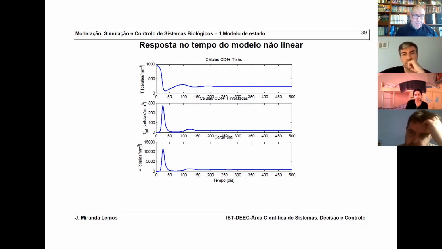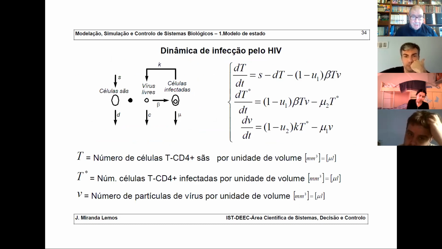Now, what about stability? What do you think? Let's start by considering the healthy person. The healthy person has T star equal to 0, V equal to 0, and T equal to S divided by D. Is this a stable equilibrium?